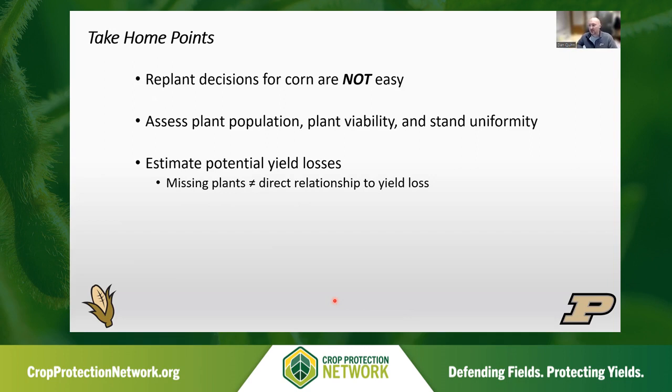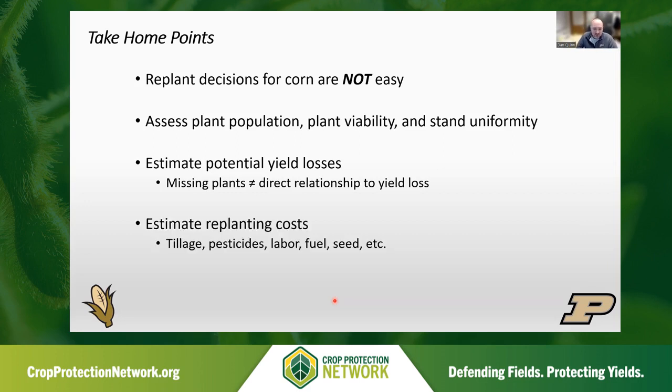Then try to get a gauge, based on that data, of what our potential yield losses are. Missing plants does not mean a direct relationship to yield loss, and we showed that with some of the graphs looking at plant populations in relation to yield. We can often see a difference of, say, 10,000 plants per acre, and the yield difference may only be 0.5 or 1%. So it's still important to gauge at what point, whether it be 20,000 plants per acre, we might start seeing significant yield losses.